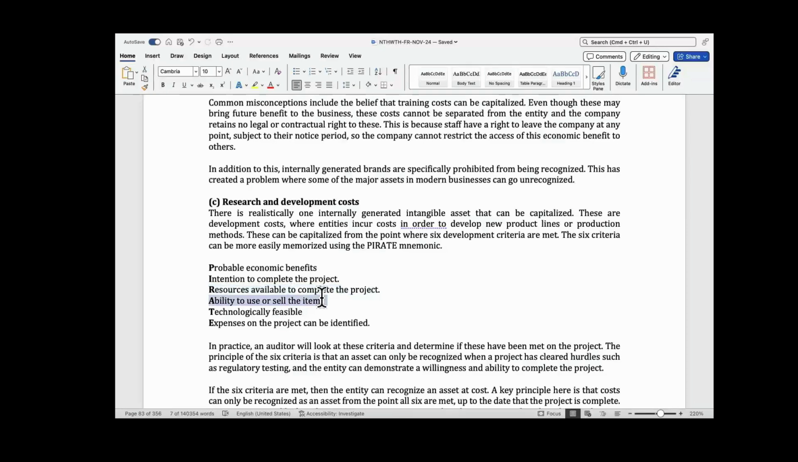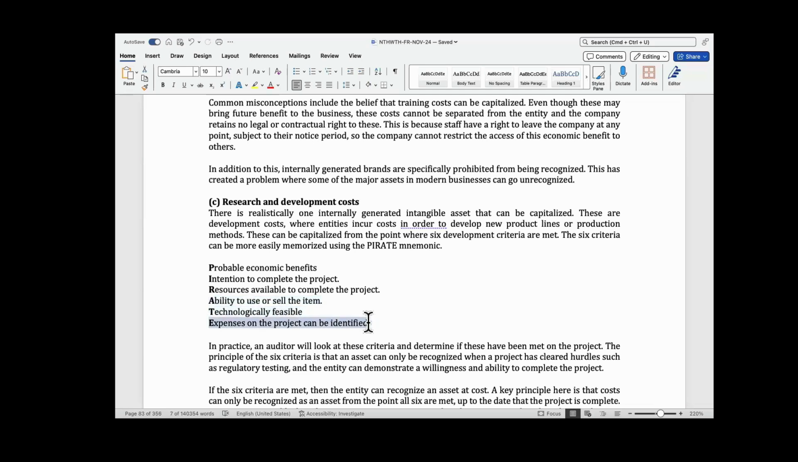Not something we just produce and it just sits there as a decoration. You must actually use it or sell it. And is it even technologically feasible? Not something you start and you cannot finish. It must be technologically feasible. And finally, the expenses on the project can be identified.